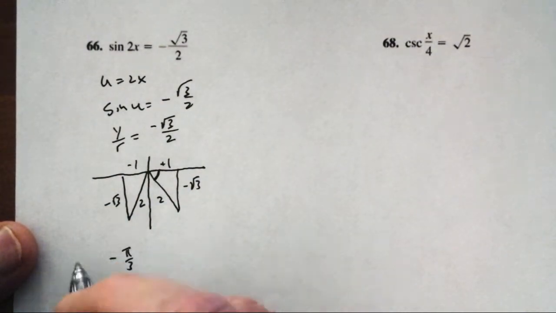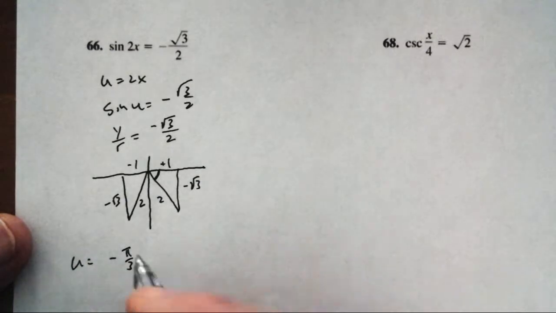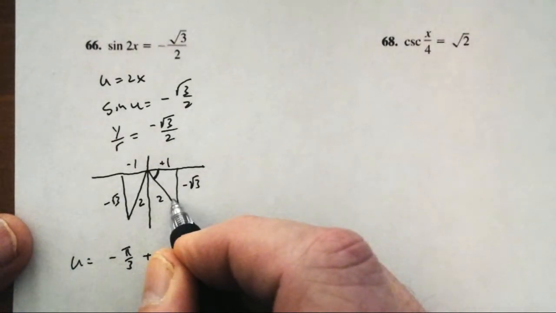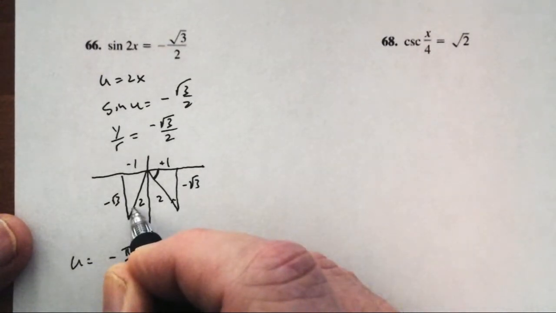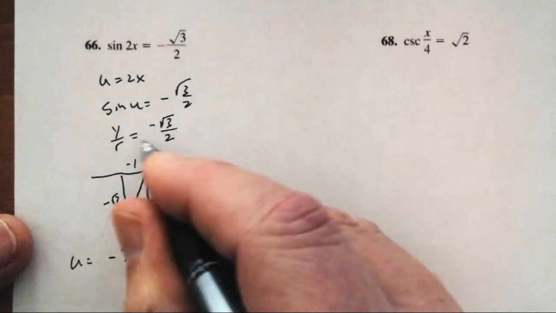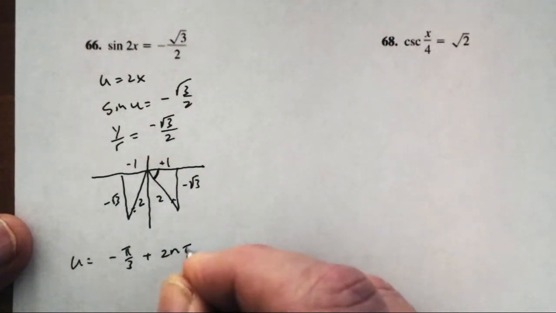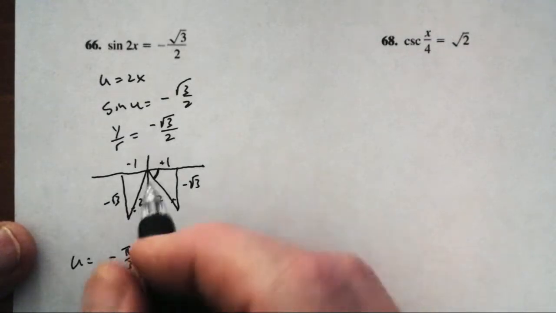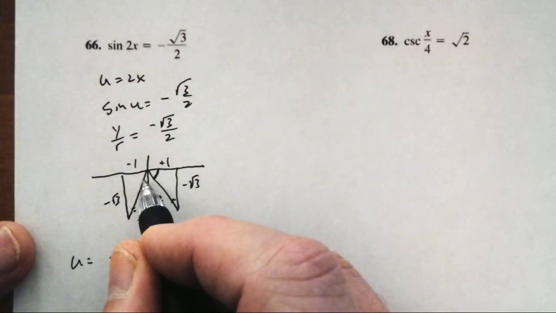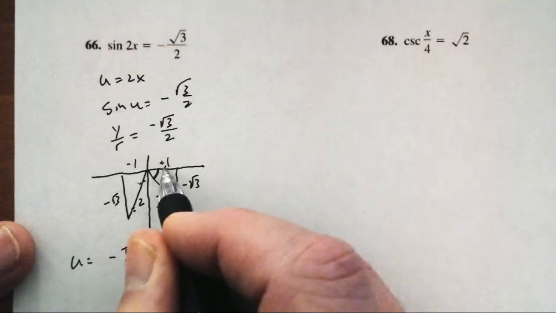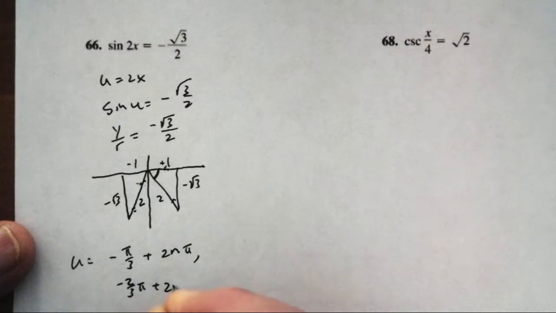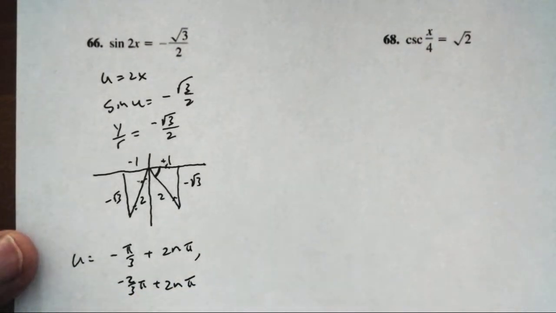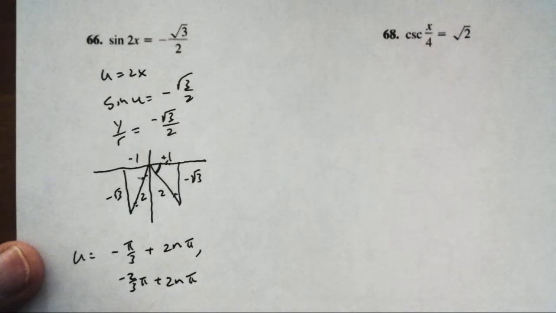So I could name this angle right here negative pi on 3. So this is u equals negative pi on 3 plus multiple revolutions. I've got to go a full revolution, so plus 2n pi, and then I have to have a second set of solutions. I could go negative 2/3 pi to get to here, or 4/3 to there. Either one is fine, 4/3 or negative 2/3. I'm going to go negative 2/3 pi plus multiple revolutions. But that's really what 2x equals.